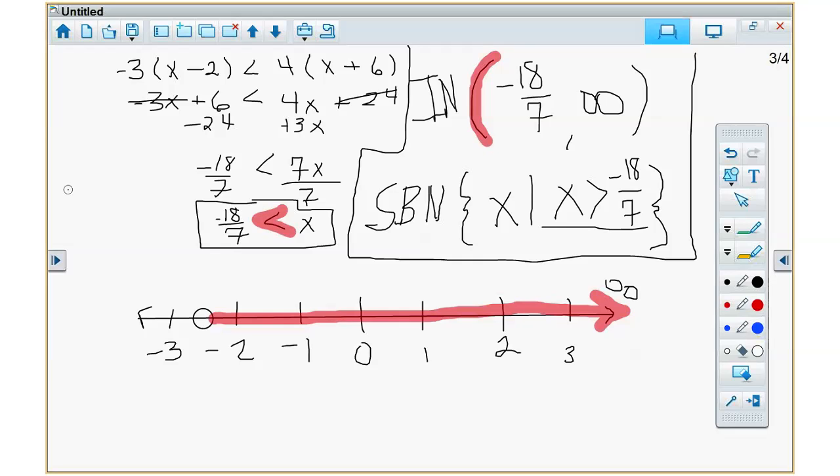Now the reason, why did I put X first? It's because traditionally we read from left to right and X comes first. You don't have to write it like that. You could say negative 18/7 is less than X. It's not mathematically incorrect. And anybody that does mark it incorrect is really wrong, because there is no reason that you can't leave your answer like this in here.